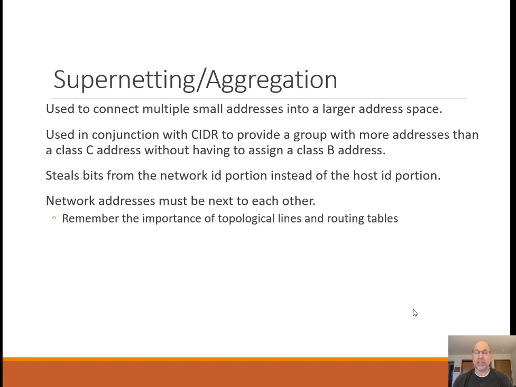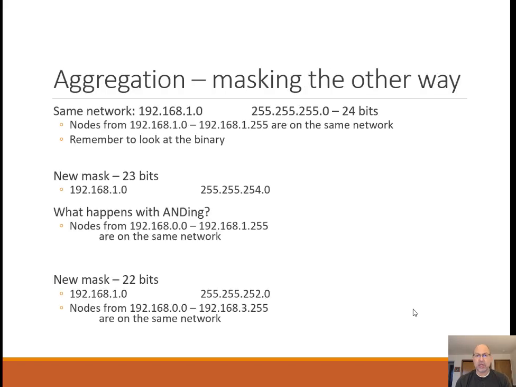An important note here, I didn't want to skip over it. In order to aggregate something together, numerically, they have to be together. So if you're going to aggregate two chunks of address space together, numerically, they must be together. Topologically, from the router's perspective, they better be wired in a way that you can get to them properly as well. So here's a quick example of aggregation.